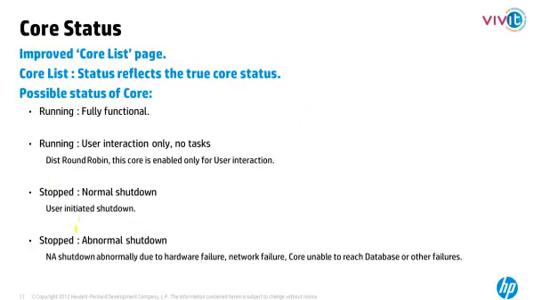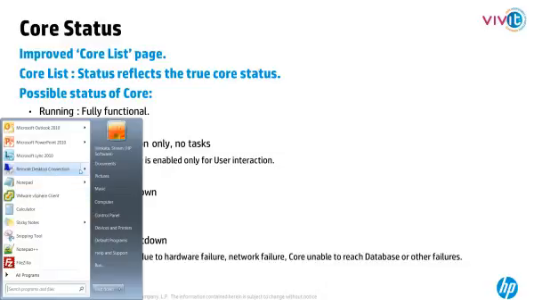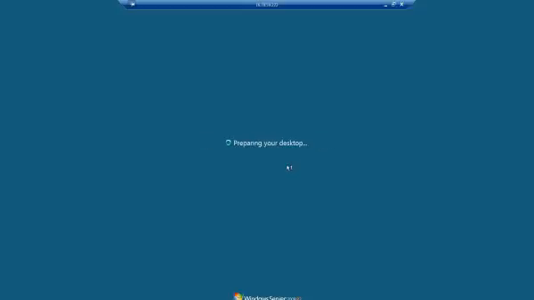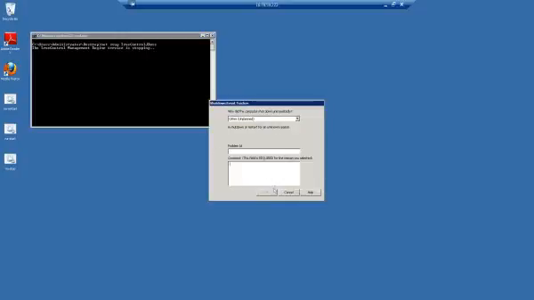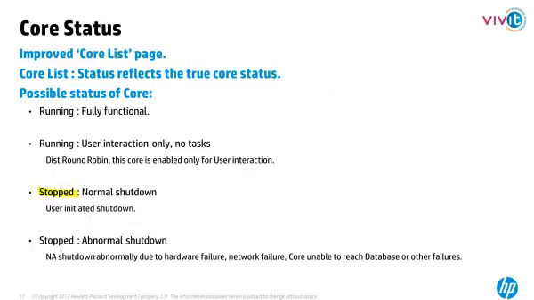Let's continue. We have 2 more core down states. The third one is called stopped, which is a normal shutdown. Let me do that so we can talk about it. I have core 1, and just to make it interesting, I'll shut down core 2. Let me log into my core 2. These are Windows boxes, and I'm running an Oracle database for this demo. So I'll go ahead and do a NA stop on core 2.